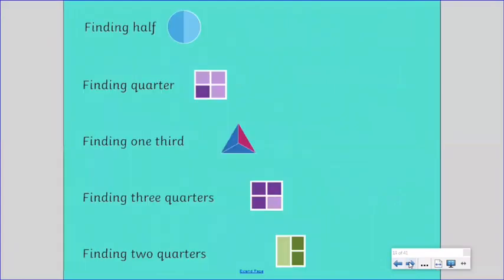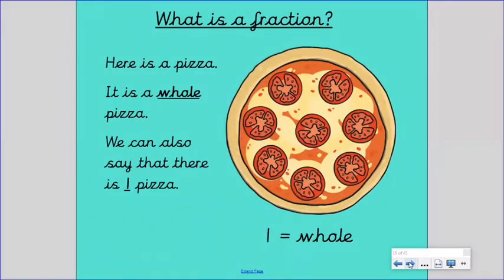So here is what we are going to be learning in this lesson. We're going to be looking at finding half, finding quarter, finding 1/3, finding 3/4, and finding 2/4. And there's also going to be some challenge questions at the end. So let's start off by thinking about what a fraction is.